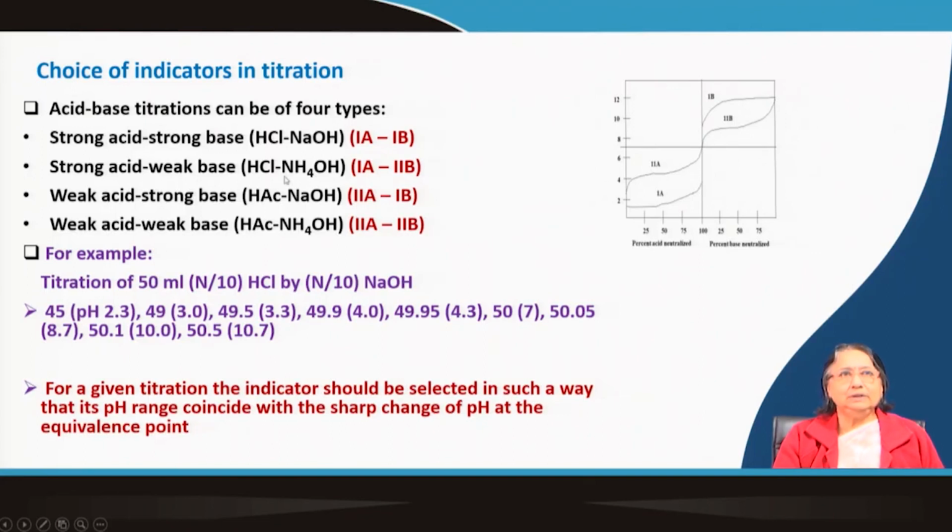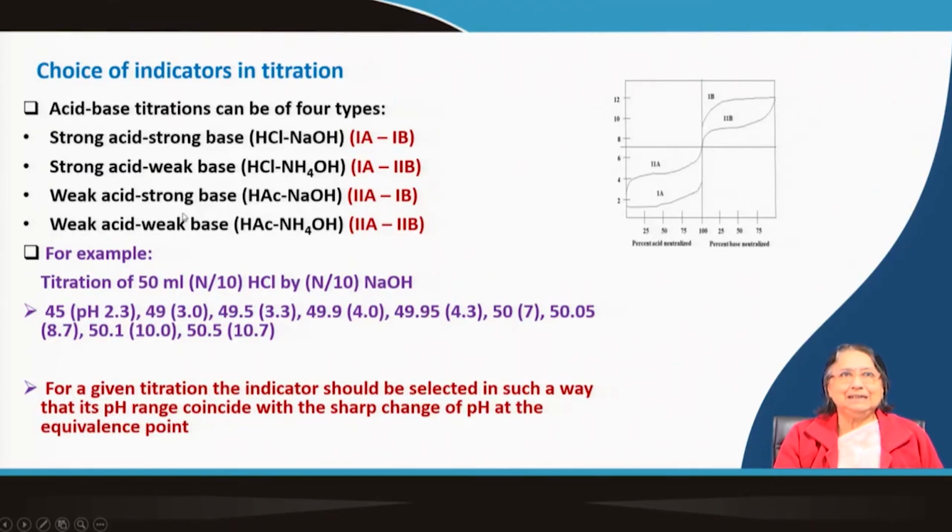Okay. But if your titration is like this, weak acid and strong base, say for example, acetic acid and NaOH, then 2A 1B curve, that means this is the pH change. Here you can see the x axis and y axis. In the x axis here it is 100, but here it is percent neutralized. This is percent neutralized of acid and here percent neutralized of base, here 100% neutralized. So, in case of weak acid and strong base, 2A and 1B, this is the range. This is the range that you have to think about when you select the indicator.